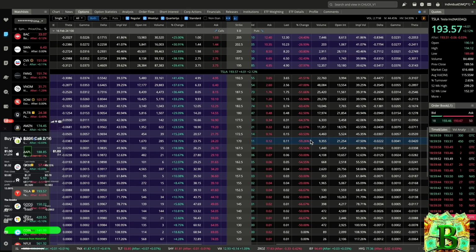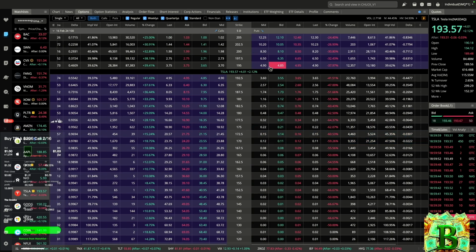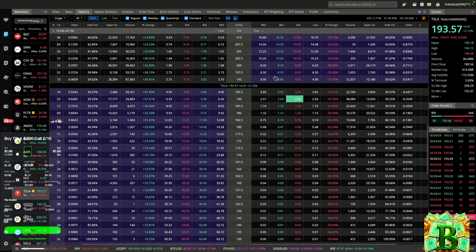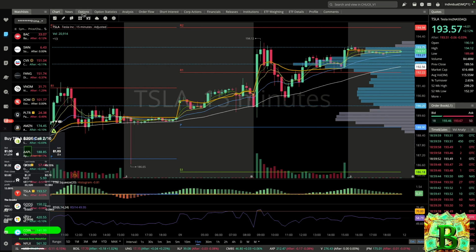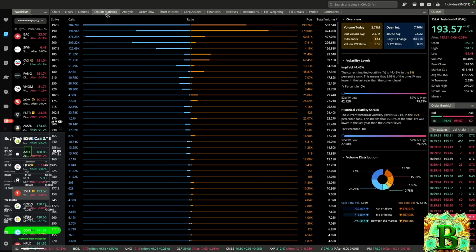Same thing on the put side over here. Your mid price, and then the further you get out of the money, same concept. That's Webull though. That's for a different story. I'm going to have links to all these brokerages, but they do have really cool option statistics as well. I do like it.